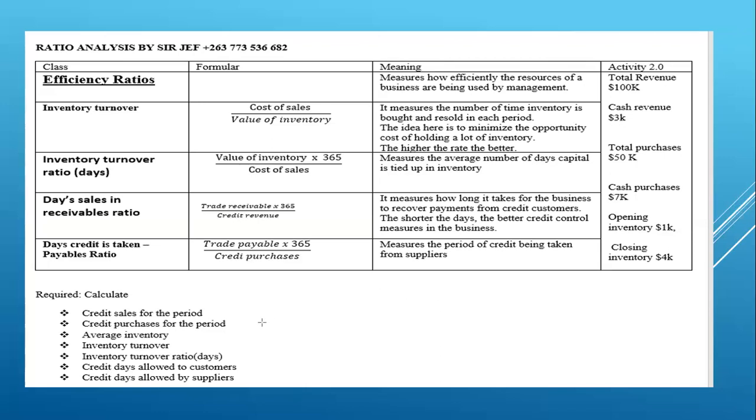So let's move on to required. What you are expected to do today is you need to calculate the following ratios, the credit sales for this one using activity 2.0. You need to calculate this, and that will be that.